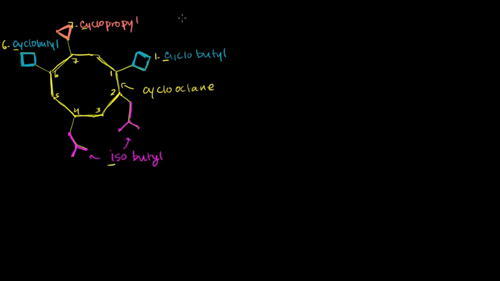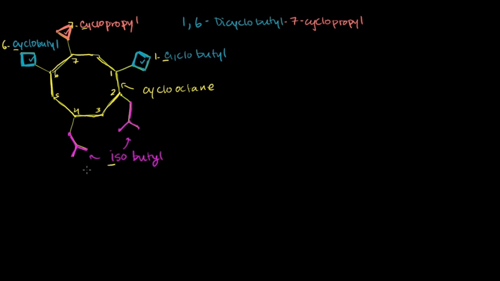So let me write it up here. We have a 1 cyclobutyl. We also have a 6 cyclobutyl. We have 2 of them, so it is dicyclobutyl. Dicyclo, let me capitalize since that's where we're starting. Dicyclobutyl. And then, so we got those 2 guys out of the way. And then alphabetically, cyclopropyl is next. So then we have a 7 cyclopropyl. Let me do that in that orange color. Cyclopropyl.